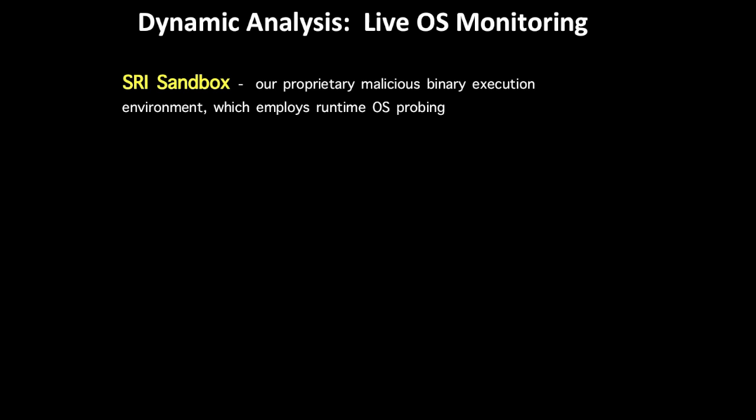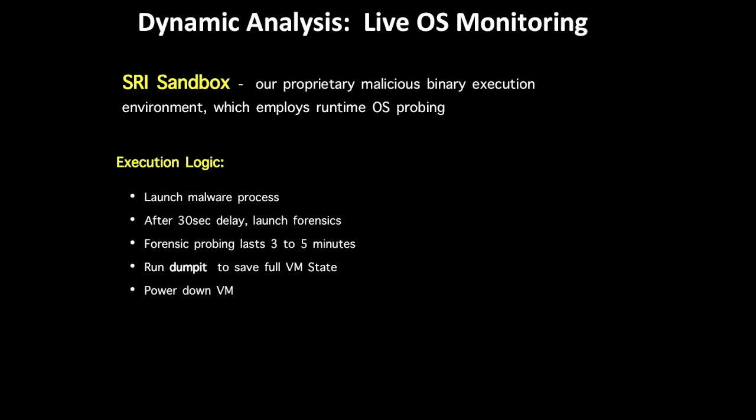In parallel with Cuckoo, Malgram also runs the binary in SRI's SANNet environment. The SANNet tracks changes made by the malicious app by interrogating various OS interfaces. The analysis proceeds by launching the malware and allowing it to operate for up to 3 to 5 minutes. In parallel, our SANNet driver executes a series of forensic utilities designed to detect changes to the host and its system configuration. When completed, Malgram runs Volatility's dumpit utility to snapshot the infected VM for subsequent introspection.